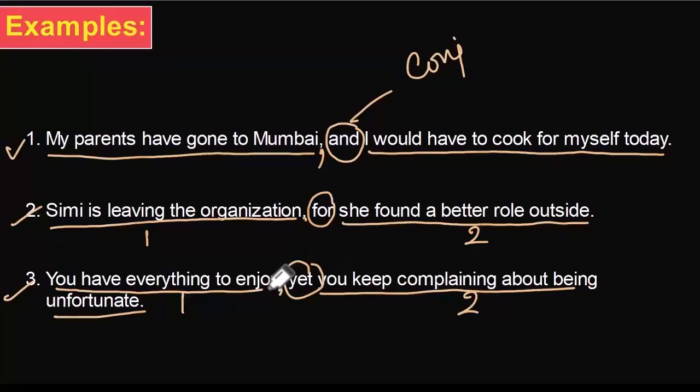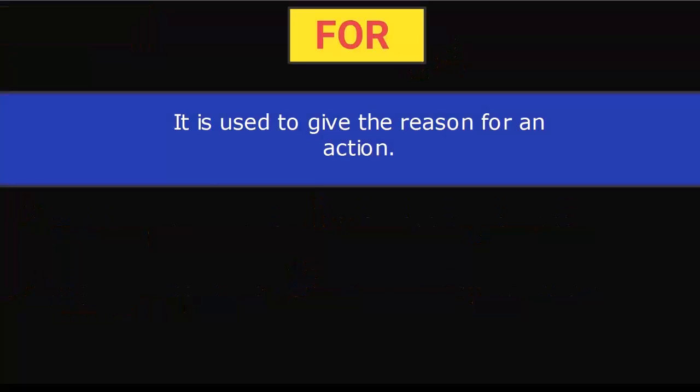There is a relation. We'll understand the relation. We'll understand all the coordinating conjunctions and how to form compound sentences using them. We'll do it one by one. Let's start with the very first coordinating conjunction, for.